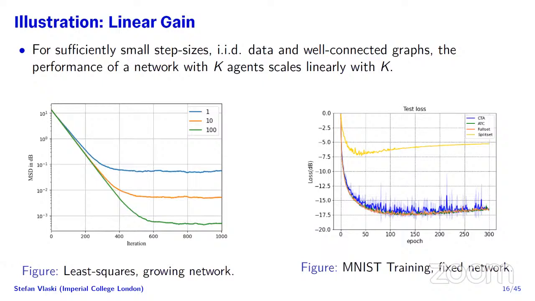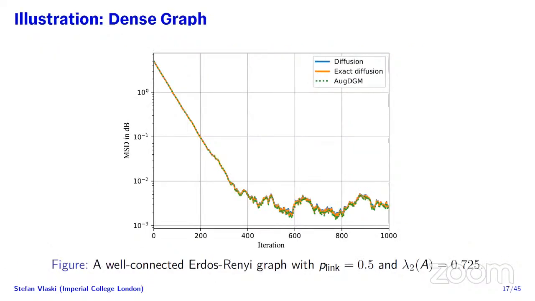So just some illustrations of these phenomena. We can illustrate linear gain by considering a network of agents and then increasing the size of the network, okay? And if our predictions are accurate, then if we increase the number of agents by 10, we should see a 10-fold reduction in whatever performance metric you're interested in. So that's what we're showing on the left-hand side here. Another way to think about this is to say that the network of agents will perform as well as one agent that has 10 times or k times the data. So that's what we're showing on the right-hand side here.